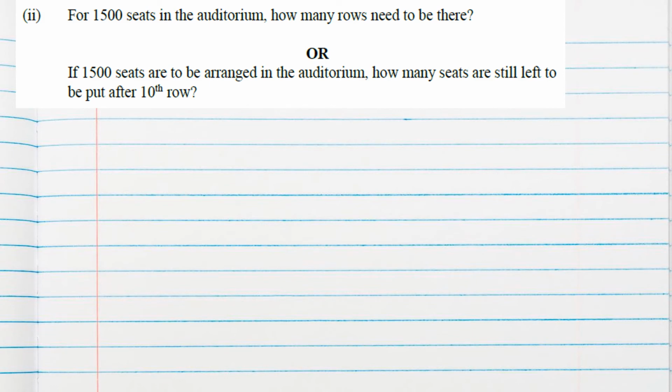So for this part, actually what is given? How many seats are still left to be put after 10th row? That means till 10th row. Suppose these are the rows and this is 10th row. So till 10th row, already seats have been allocated. Okay. Now after 10th row, we need to fill 1500 seats. So after 10th row, how many seats will be left? Like that we have to find.